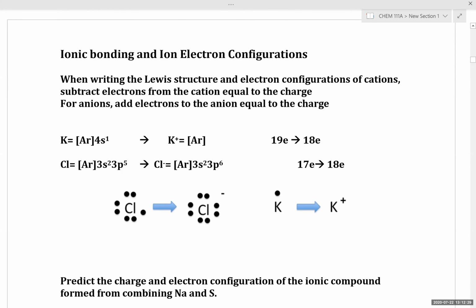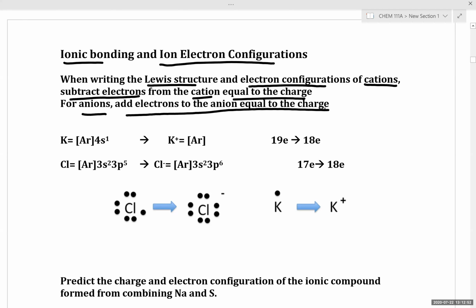So we can start to write ionic bonding and ion electron configurations and view ionic bonding from the perspective of the Lewis dot model. When writing the Lewis structure and electron configurations of cations, you're going to subtract electrons from the cation equal to the charge. For anions, you're going to add electrons to the anion equal to the charge. So for example, potassium generates potassium plus, so we go from 19 to 18 electrons. Chlorine goes to chloride, so we go from 17 to 18 electrons.